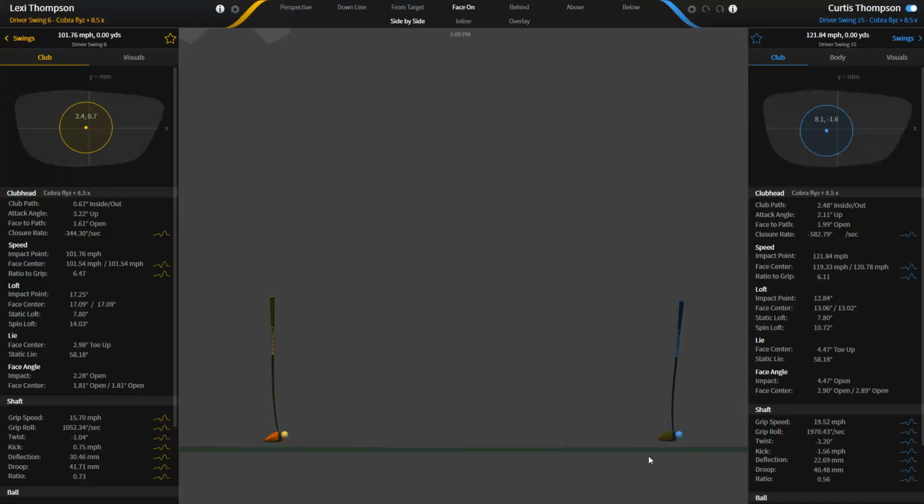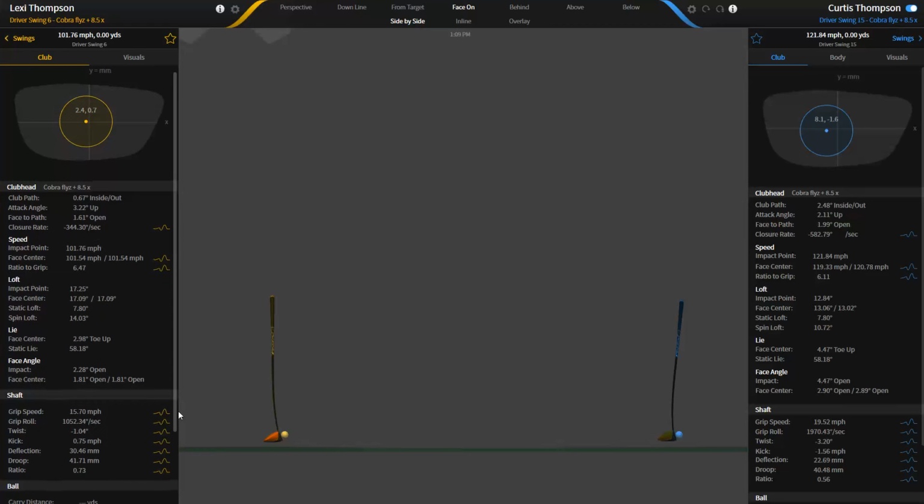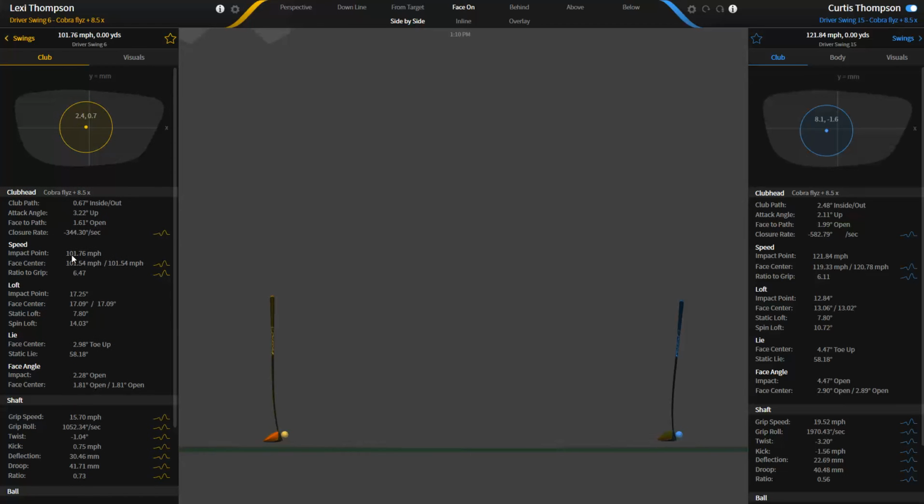Anyways, I picked these guys as an example because I captured them both at the PGA Show two years ago, and they're using the exact same club. It's an 8.5 X, this was a Fly Z, eight and a half degree X flex 45 inch driver. Since they basically hit the exact same club, Lexi's at 102 miles per hour basically.